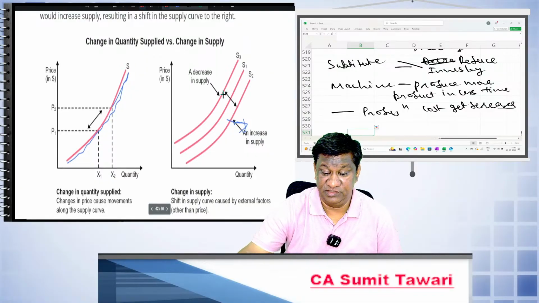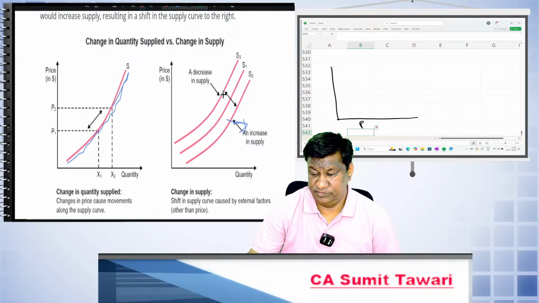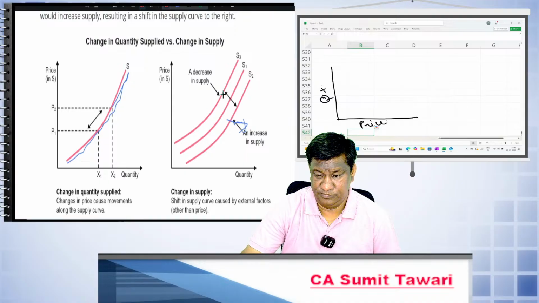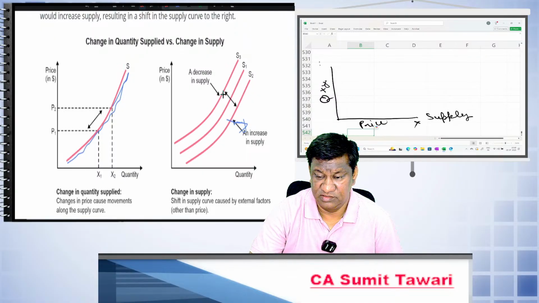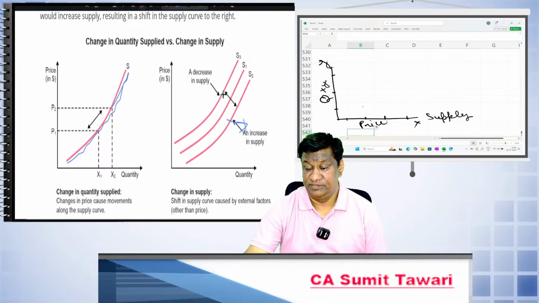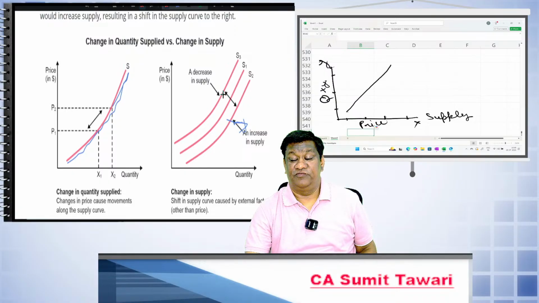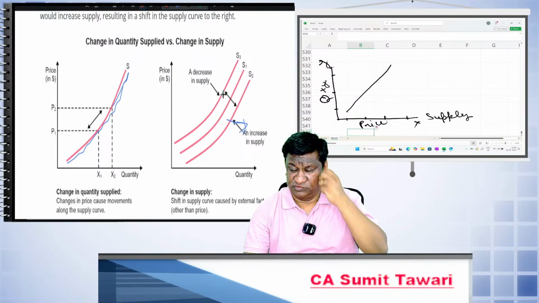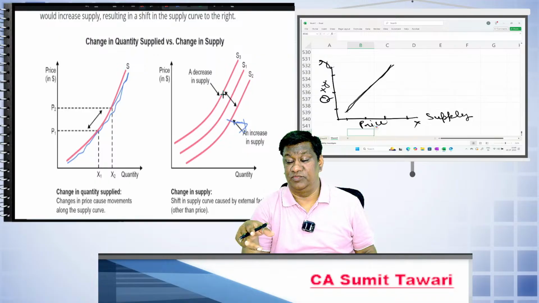So here, change in quantity supplied and change in supply. Again, this is the supply curve, x-axis, y-axis. At this price, the entrepreneur is willing to supply this quantity. If the price increases, he is willing to supply this quantity. So if there is a change in quantity with respect to change in prices, then it moves along the straight line. So there is no shift of the supply curve. It is moved only on the supply curve.